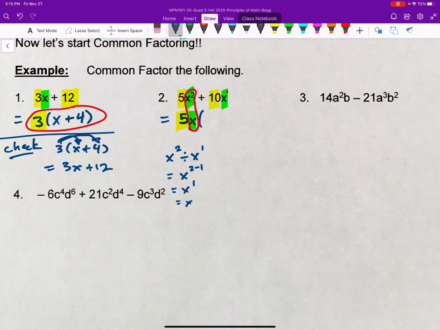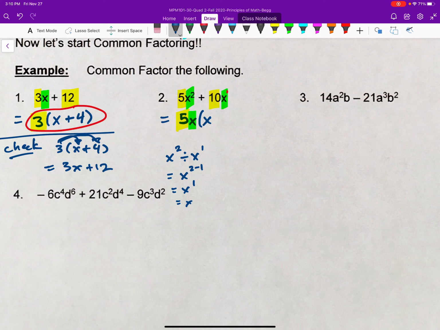So again, we get faster and better at it with practice, but what I've just shown there is that if I take x squared divided by x, I get x. What we're going to do in every case is just subtract the exponents. So x squared, x to the 2 minus 1 is just x to the 1, or just x.